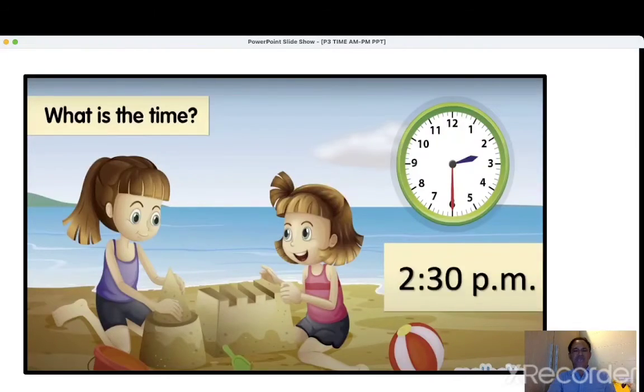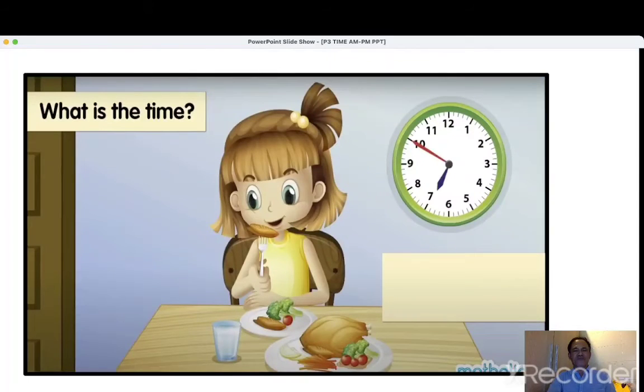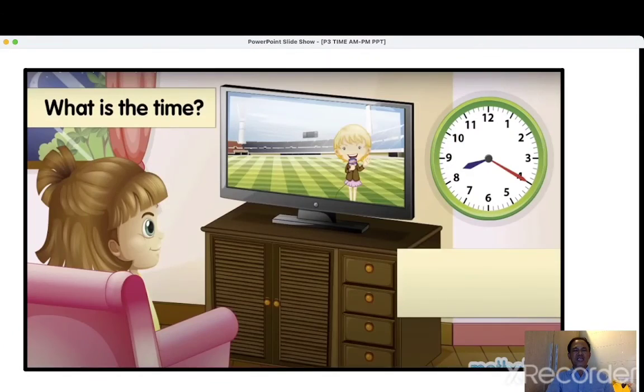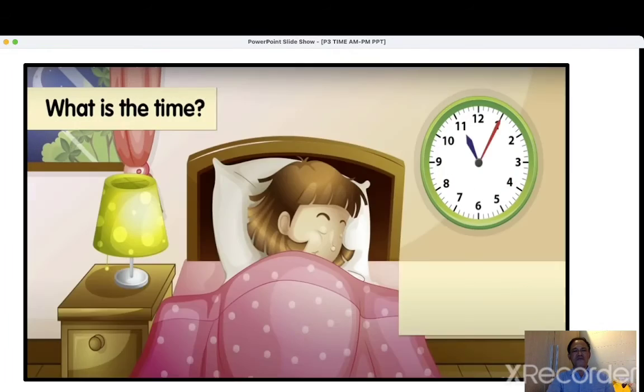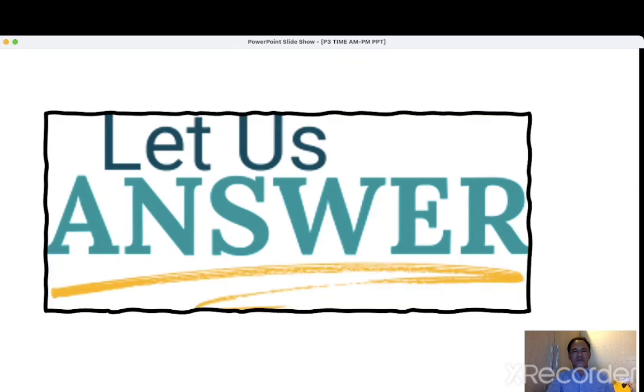2:30 p.m. Okay. What is the time Floyd eats her dinner? 6:50 p.m. Very good. What is the time Floyd watches television? Okay. The time 8:20 a.m. or p.m.? 8:20 p.m. Very good. What is the time Floyd sleeps? 11:05 p.m. Very good.